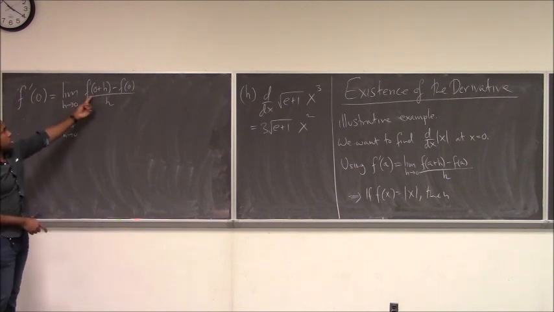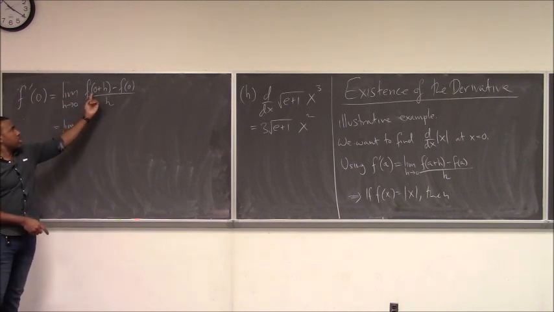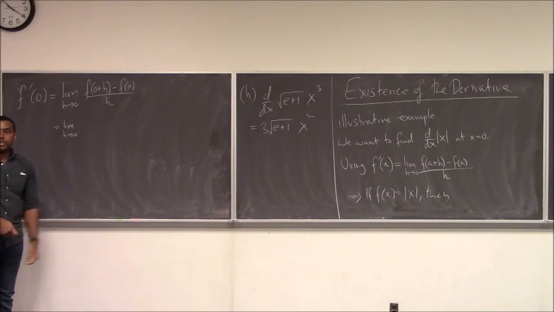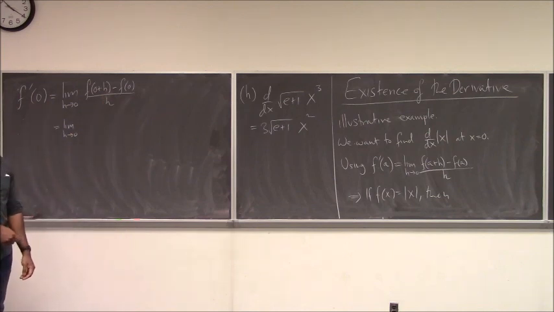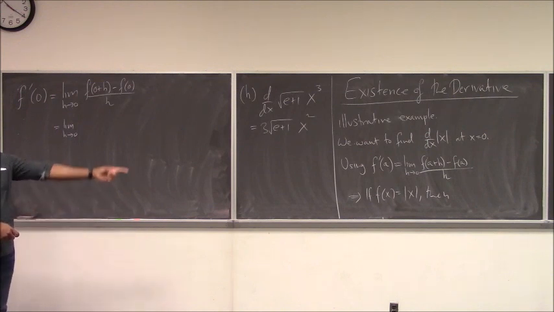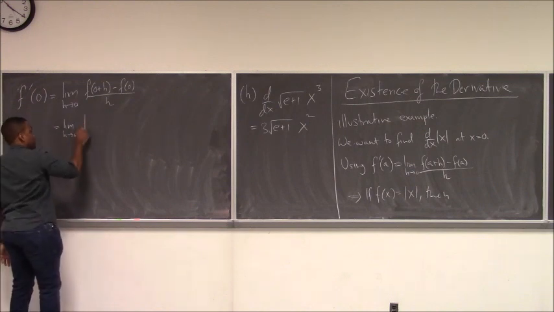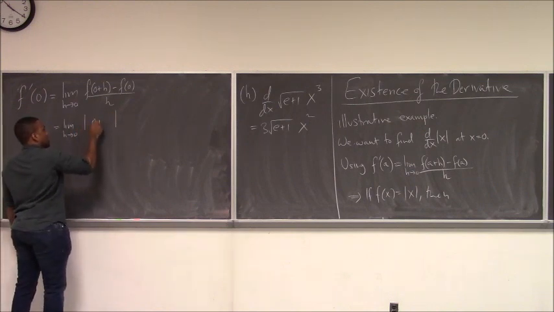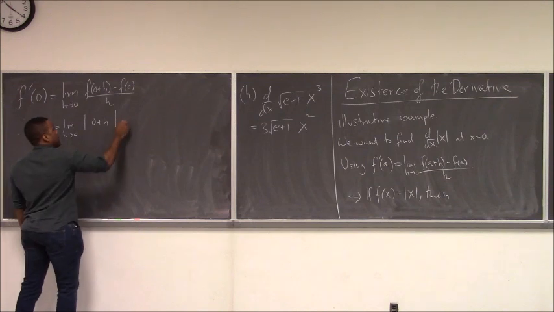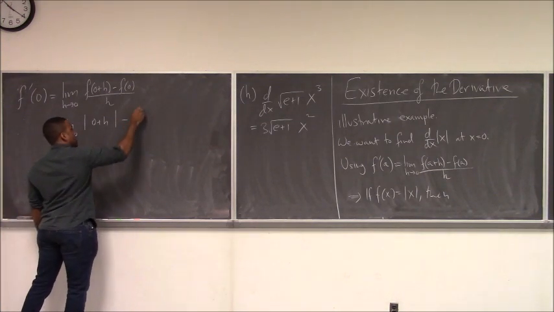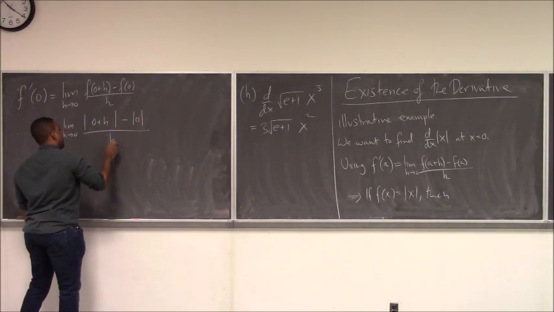How do you find composite functions? What does it mean to say f of 0 plus h? Well, it means you go to the function and everywhere you see an x, you replace it with 0 plus h. So we have the absolute value of 0 plus h minus f of 0, the absolute value of 0, all over h.